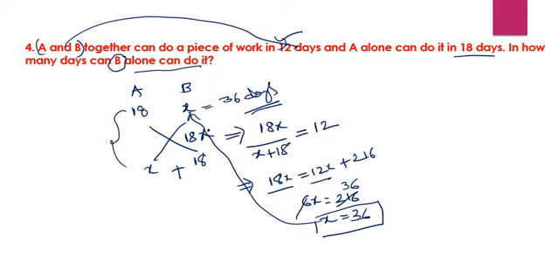In this way we can find out anything that is missing in the question, whether it may be A or B or A plus B working together.